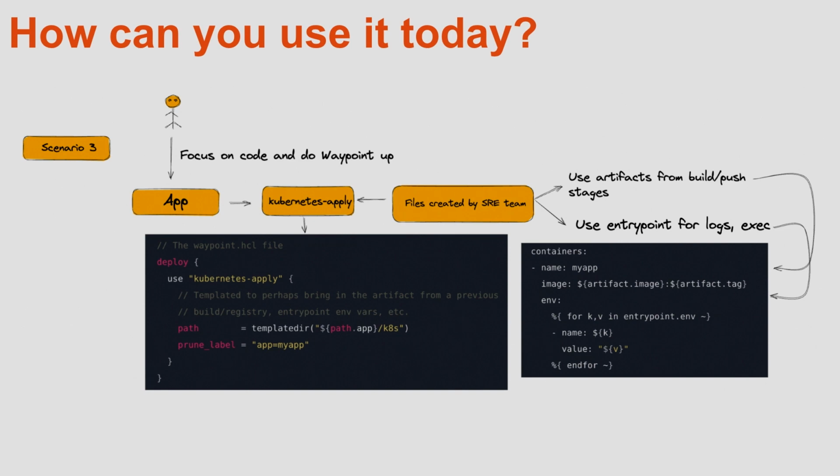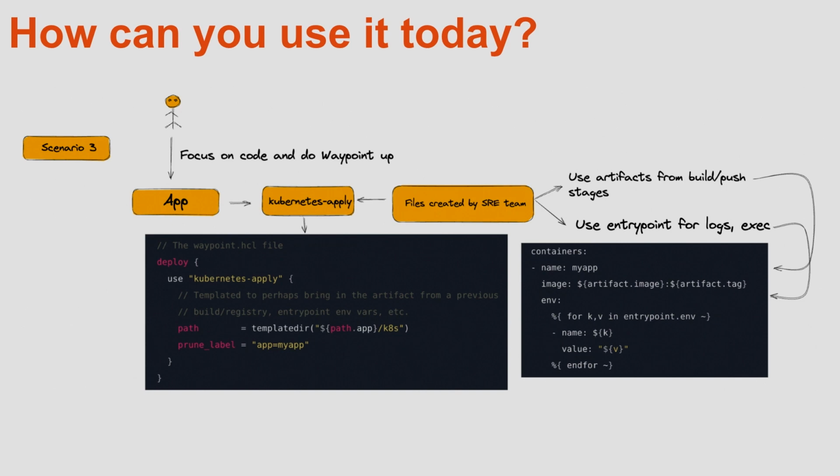And in the container section of that, you can use the artifacts from the build and push stages, because you need the images that you created. You need the images that you have created from the build stages. So you can use that using containers and using the artifact.image, and then in the env you can put all these things.